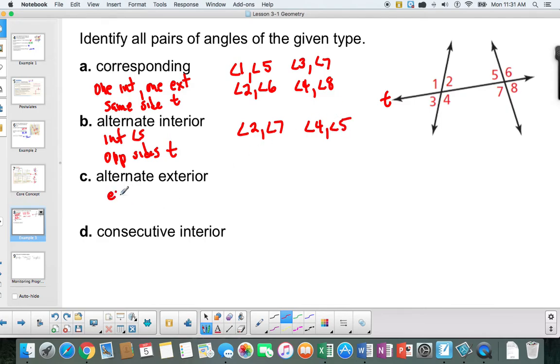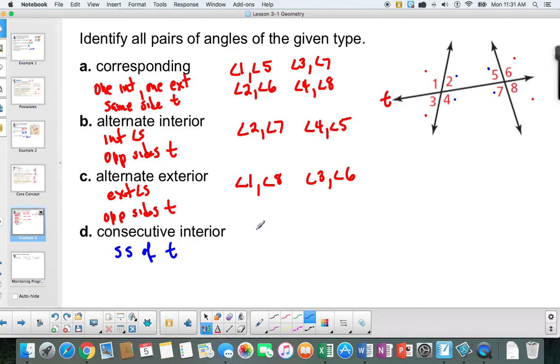Alternate exterior, they would be exterior angles, and they would be outside of the two lines, and they would be on opposite sides of the transversal, and they are non-adjacent. So angle 1 and angle 8, and angle 3 and angle 6. Consecutive interior, remember we're talking about interior angles. These are the interior angles. And consecutive interior would mean that they are on the same side of the transversal. So angle 2 and angle 5, angle 4 and angle 7.